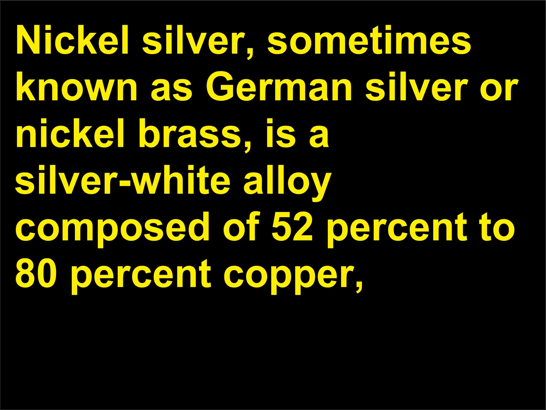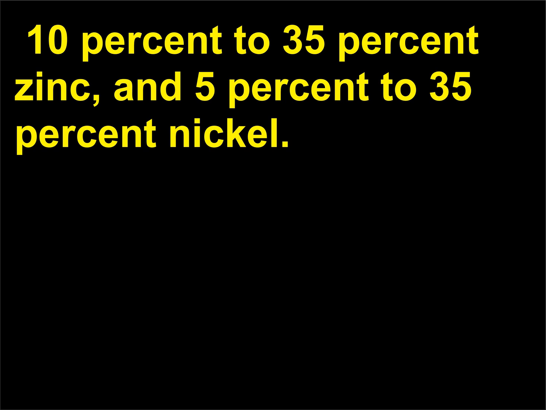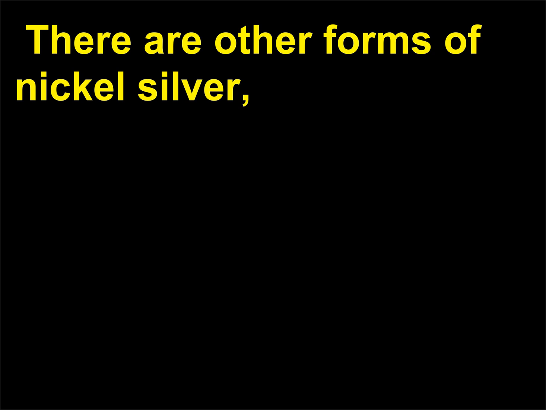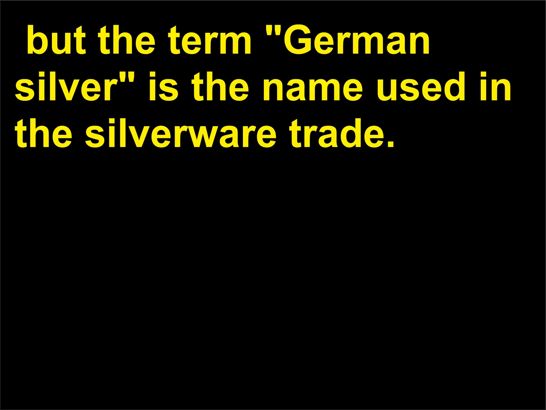Nickel silver, sometimes known as German silver or nickel brass, is a silver-white alloy composed of 52% to 80% copper, 10% to 35% zinc, and 5% to 35% nickel. It may also contain a small percent of lead and tin. There are other forms of nickel silver, but the term German silver is the name used in the silverware trade.